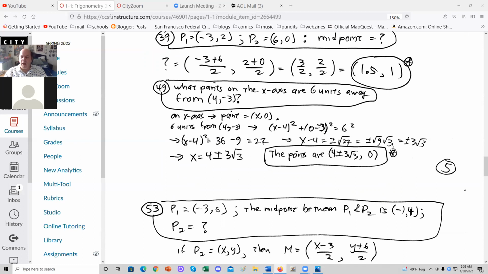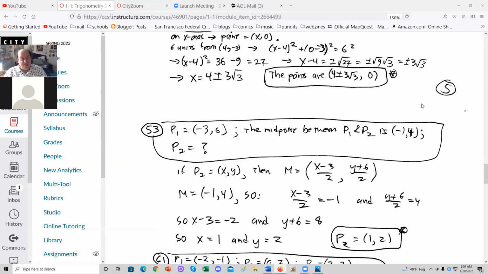So x minus 4 equals plus or minus root 27. 27 can break into 9 times 3, so x minus 4 is plus or minus root 9 root 3. Root 9 is 3, so x minus 4 is plus or minus 3 root 3. Transposing the 4, x is 4 plus or minus 3 root 3. So the points on the x-axis are 4 plus or minus 3 root 3 by 0. These points are 6 units away from 4 by -3. This one's a little bit tricky.